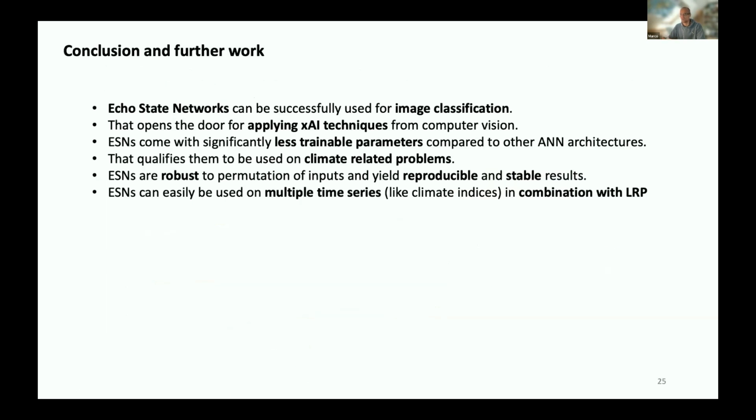So to conclude my work, I've already given you some further work ideas. Well, we find echo state networks to be quite efficient in a way that we can apply them for image classification, and we only need less parameters, significantly less parameters. And these models can be trained quite easily and give us some reproducible and stable results. And have good prospects to be used on other climate problems because of their few number of trainable parameters, which avoids these models from overfitting on limited training data.